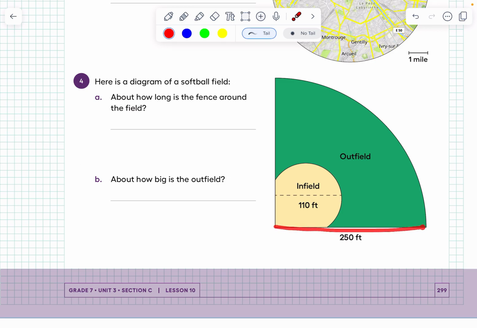If this is 250, then this would be 250 as well, okay? So this is 250 feet. And now I want to know the distance of this right here, this 1/4 of a circle. So what we're going to do is we're going to add up these two sides here. So I'm going to have 250 plus 250.